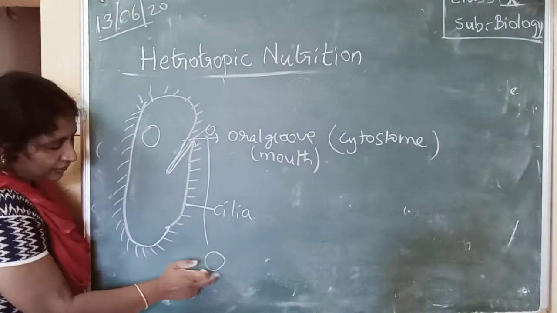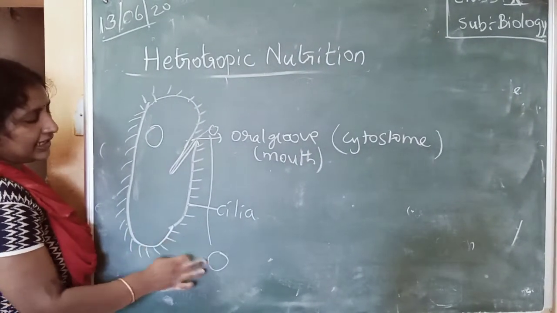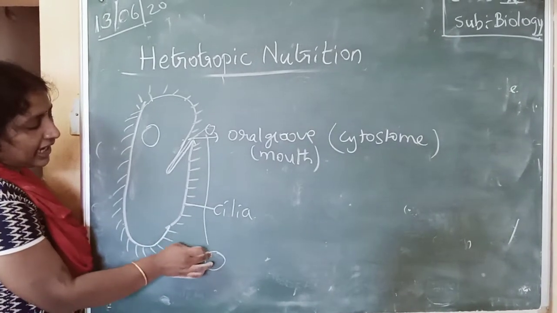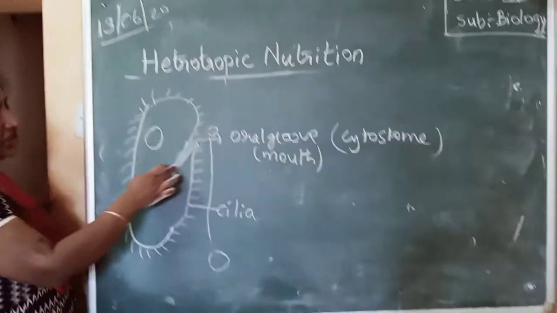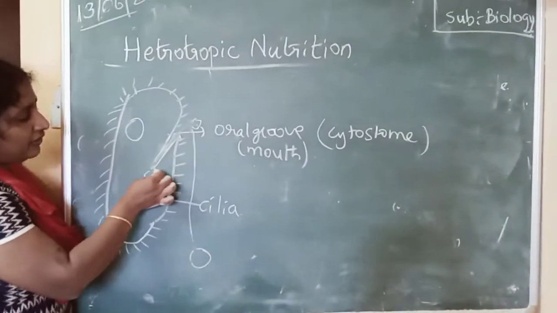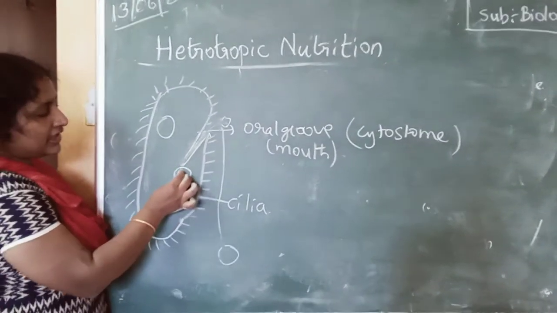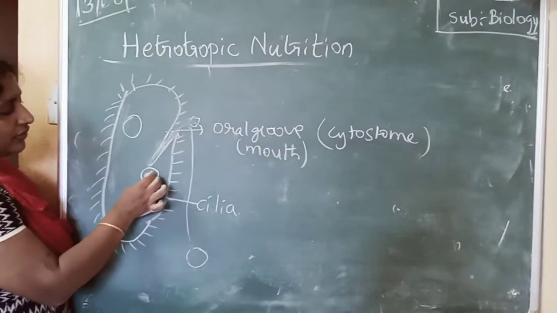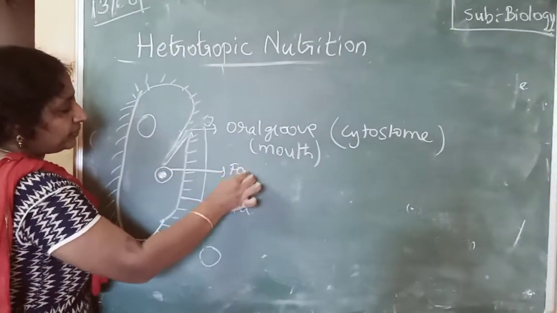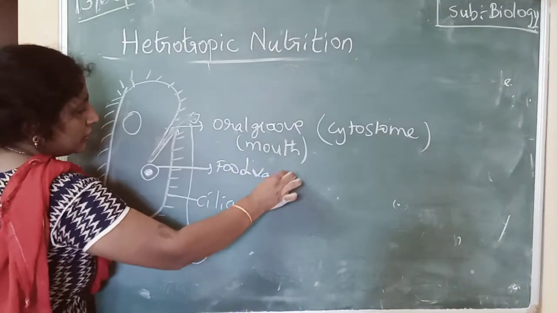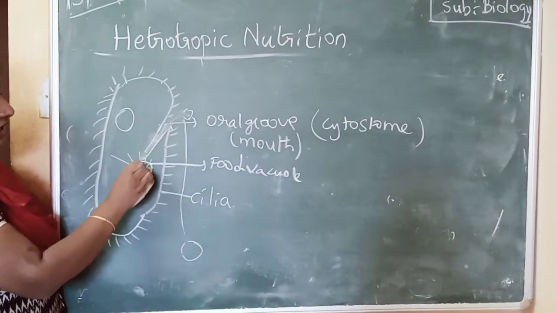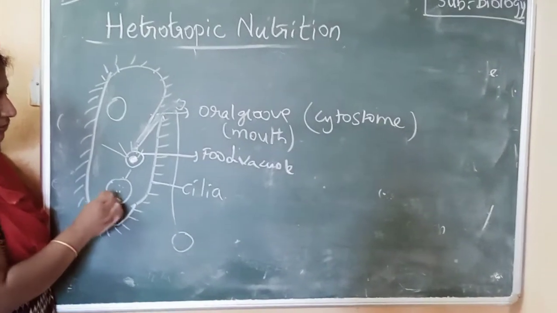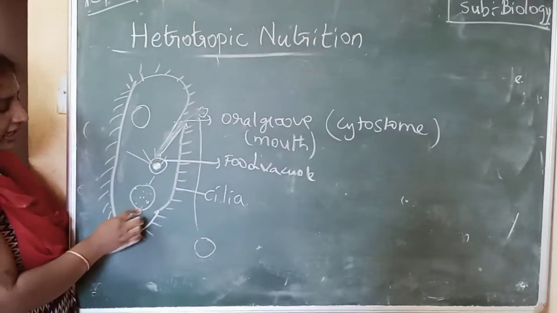So if food is present, it moves its cilia, takes this food near here, and ingestion occurs through the oral groove or mouth. After that, the food vacuole is formed immediately, with the food inside it. Afterwards, enzymes enter into the food vacuole. The food is broken down into smaller products. Digestion occurs.